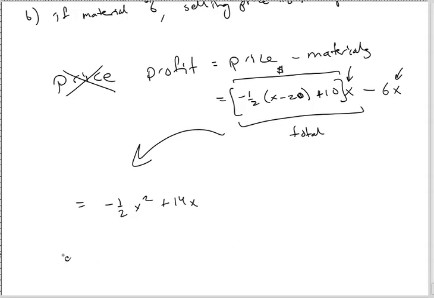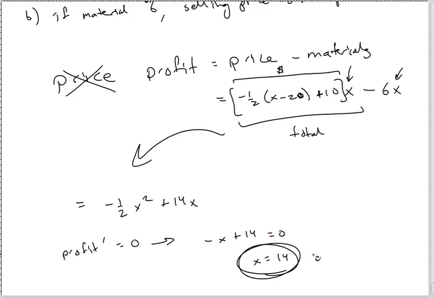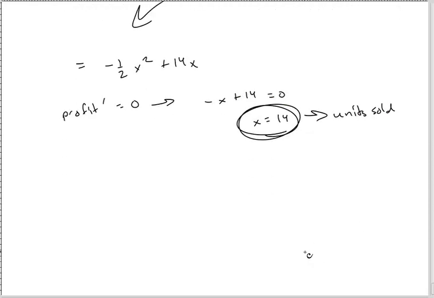And so remember that we're trying to minimize or maximize profit, one of those. And so I'm going to say profit prime is equal to 0. And so I want to find the derivative of this. The 2 comes down and cancels, negative x plus the 14 is equal to 0. And you can easily see that 14 is the units sold. You need to sell 14 necklaces each day.